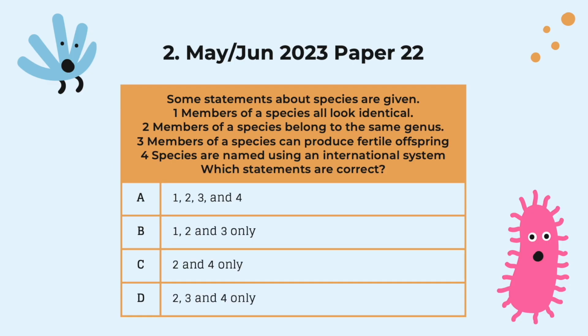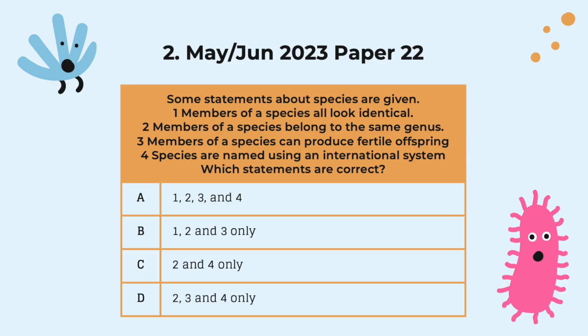Question 2. Which of the following is true about species? 1. All members look identical. 2. They belong to the same genus. 3. They produce fertile offspring. 4. They're named using an international system. We have to choose the correct combo.